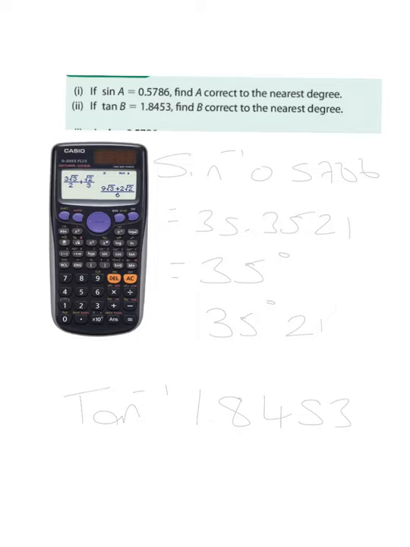1.8453. So slotting that into your calculator, for inverse tan, you must press Shift tan and then put in 1.8453 and press your equal to button. And that will give you a value of 61.54. And rounding that off to the nearest degree will give me 62 degrees.